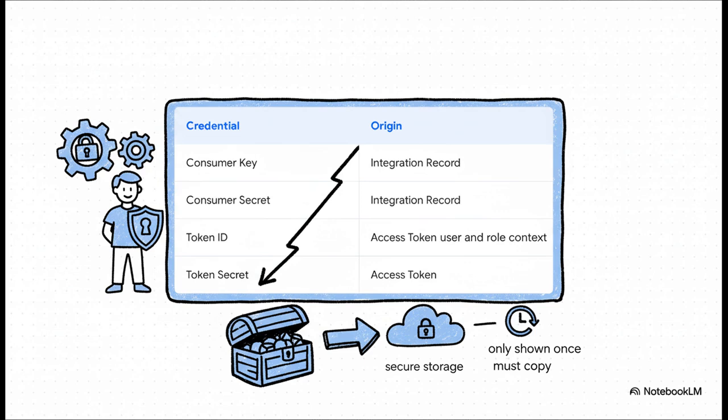Now, what's really important to understand here is where these keys come from. You get the consumer key and secret from what's called an integration record. This basically identifies your app. Then you get the token ID and secret from an access token. This identifies the user and the role the app is acting as.